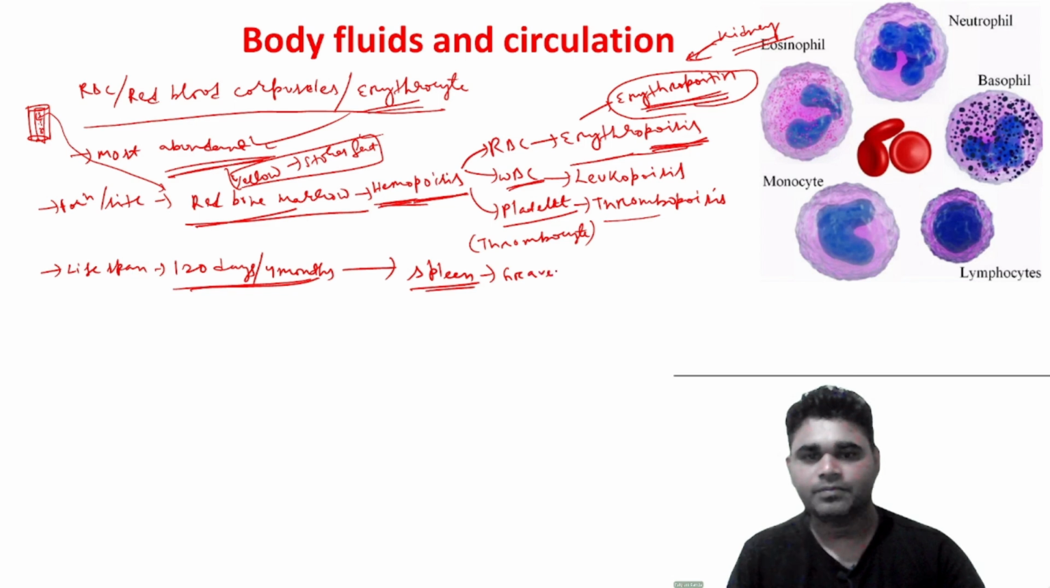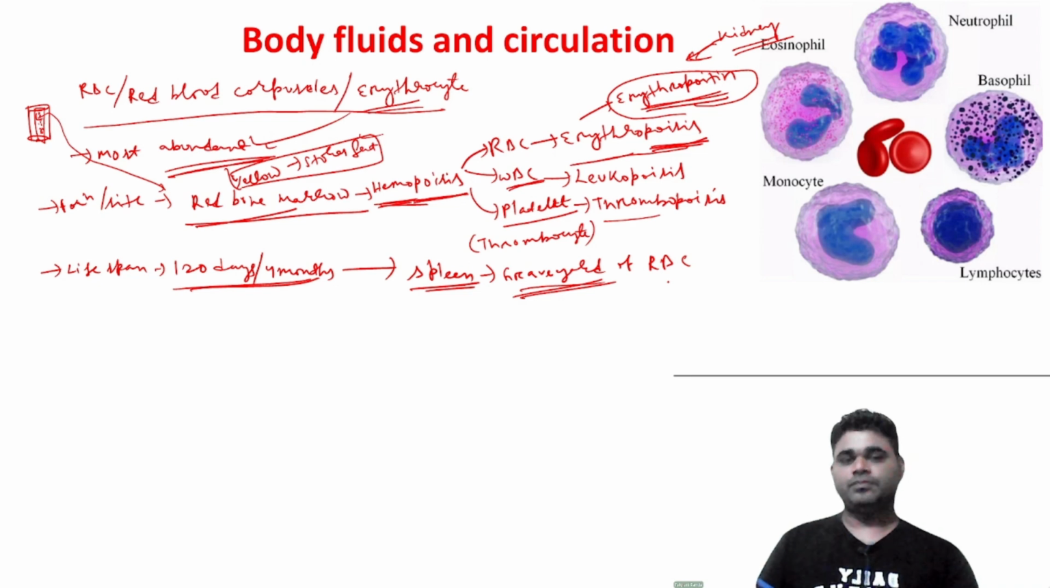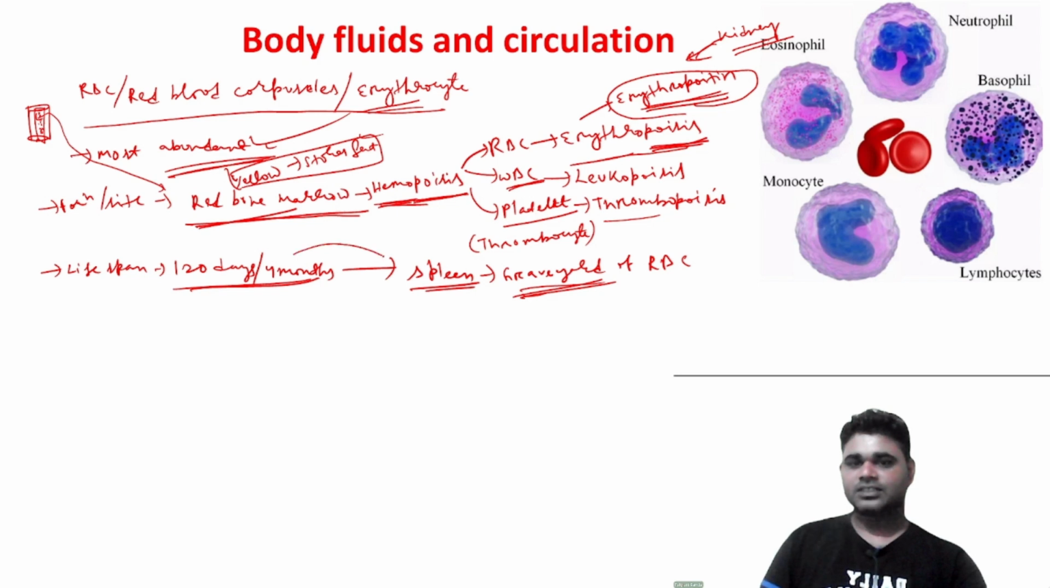graveyard of the RBC. What is the graveyard? That means the RBC are destroyed in the spleen, that's why it is called the graveyard. So remember that the RBC is formed in the red bone marrow, but it is destroyed, or you can say that it dies, in the spleen. That's why it is called the graveyard of the RBC.